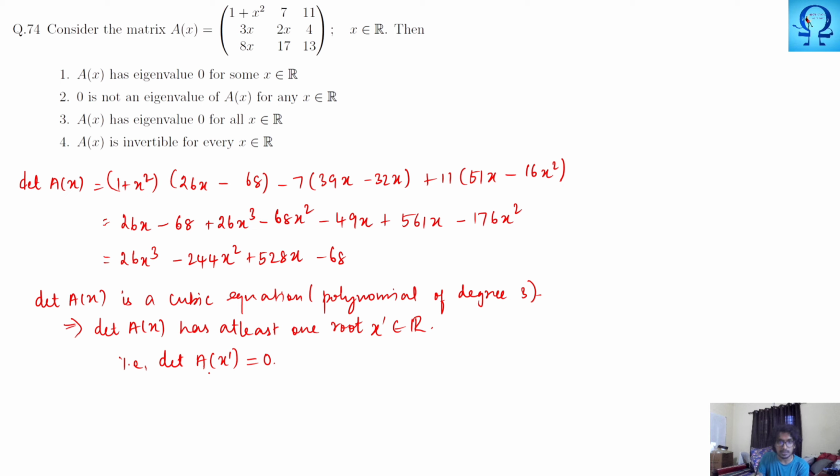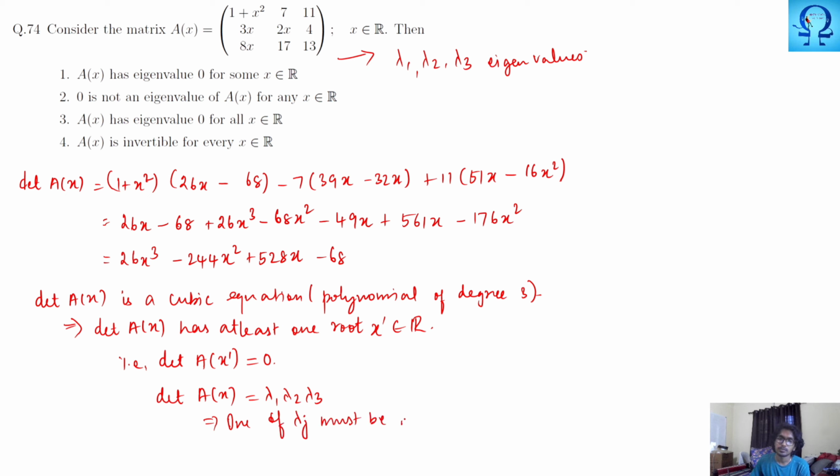When the determinant is 0, and this A of x is a square matrix, it will have 3 eigenvalues. Let us name them lambda 1, lambda 2, lambda 3, and we know the determinant of this is the product of these things, right? If the determinant is 0, which implies one of lambda j must be 0. That is what option 1 says.